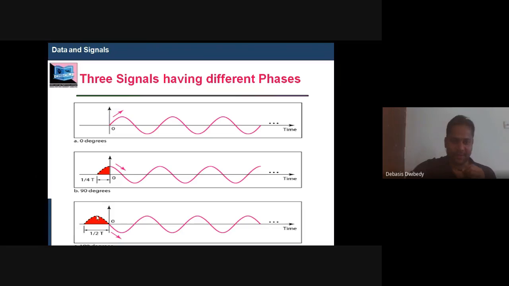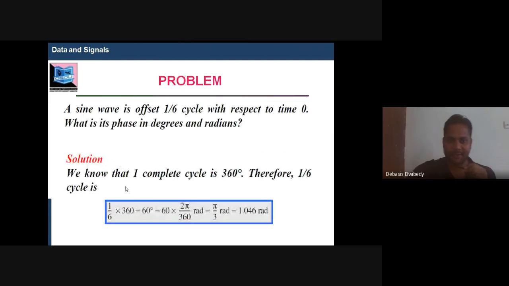Okay, yahan pe dekhiye, this example, it is showing half of the cycle is shifted to the left of the x-axis. Okay, so this portion is nothing but half of the cycle. If half of the cycle is shifted to left of the x-axis, then it is called a phase shift of 180 degree. Okay, 1/4 of the cycle shift karega to usko phase shift of 90 degree bolte hain. Agar total cycle, full cycle agar shift karta hai left of the x-axis, isko hum bolte hain phase shift of 360 degree.